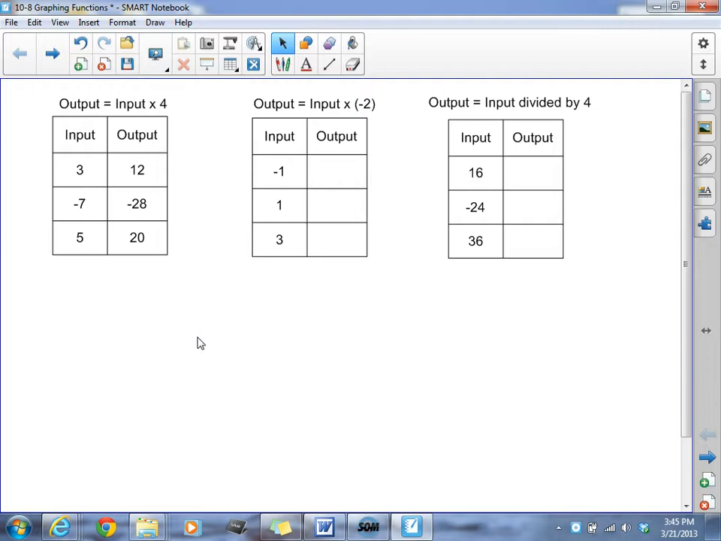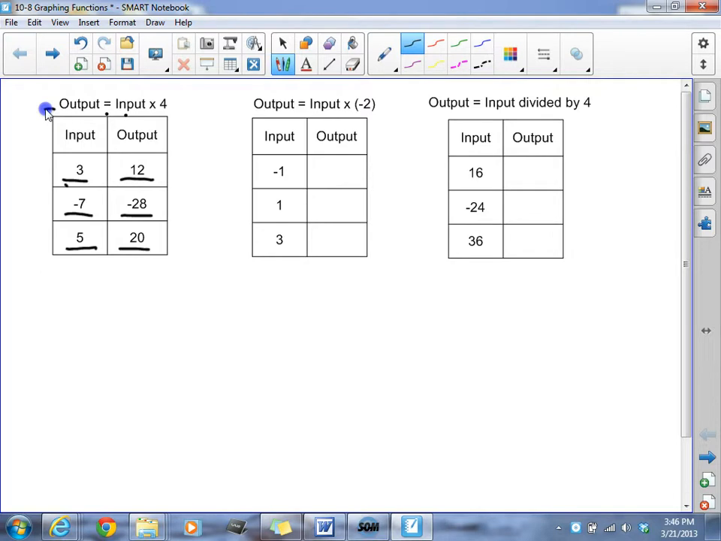All right, so on the board you actually see several examples of function tables. This is what it looks like. First of all, I have the formula, how I find it. This says the output is equal to the input times 4. So what you're going to be doing is input times 4 equals 12. That's the output. Same thing, -7 times 4 equals -28. And then finally 5 times 4 equals 20. So you see my input, I have a list here. My output is going to equal my input times 4.